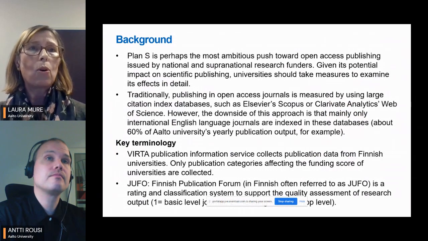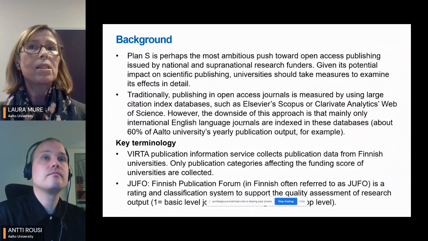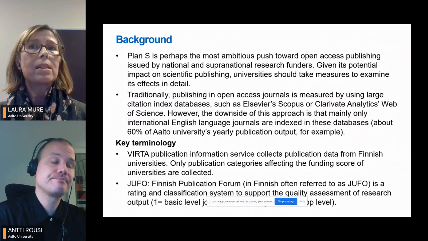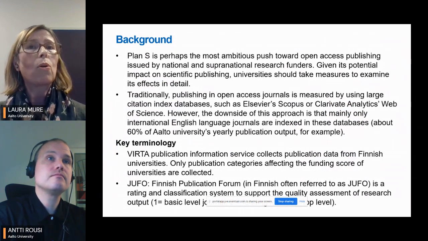Traditionally, publishing in open access journals is measured using citation databases such as Elsevier Scopus, but we didn't think it is a good method for us because they mainly index English language journals, which in our case means that they will only cover approximately 60% of our yearly publications. So that is why we thought that using our local Pure will give us better results.